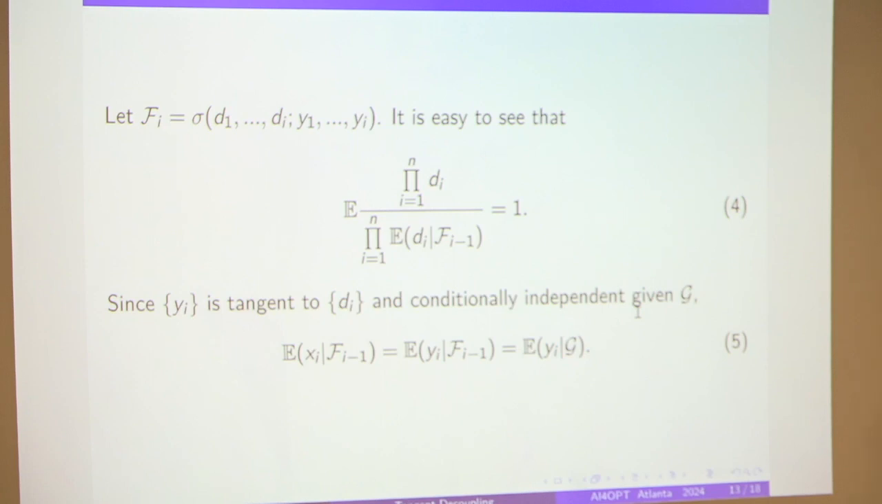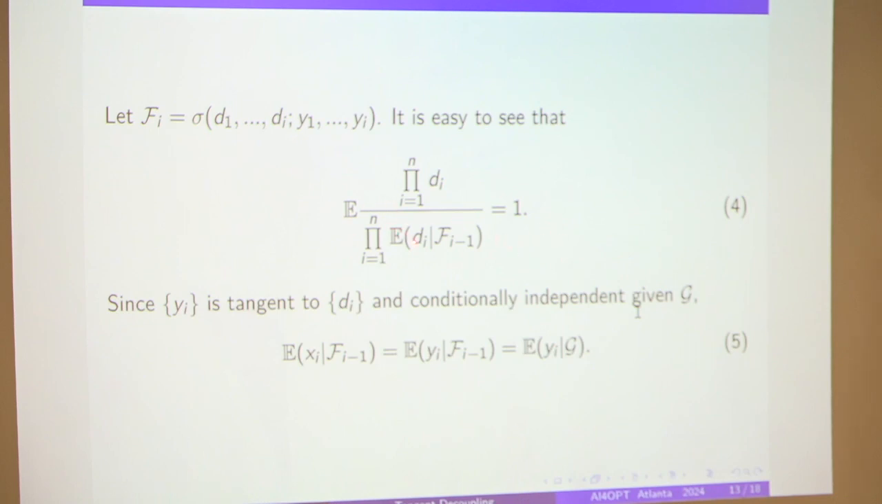But at least the thing I'm showing you right now is simple. If you have a sequence of arbitrary variables, then it is a true fact that this is a martingale. The product of the D_i over the product of the conditional expectations, the expected value, is equal to 1. So then I look at the bottom.